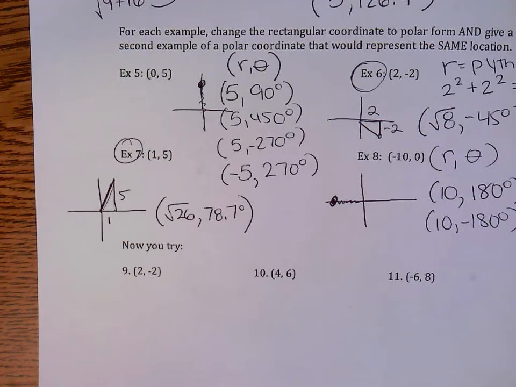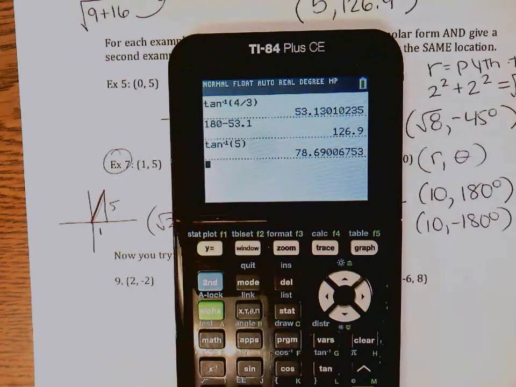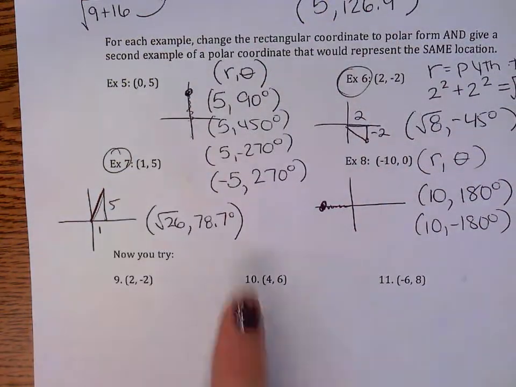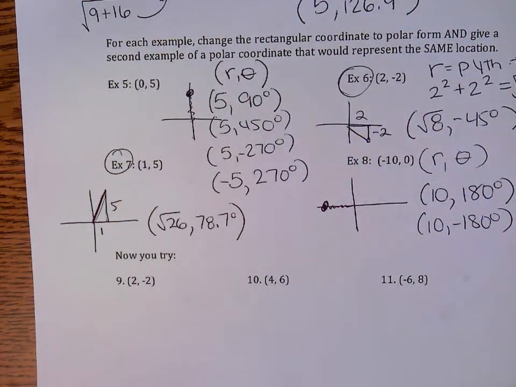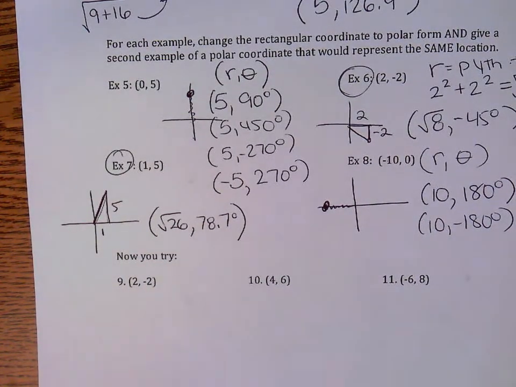And 78.7 degrees because I'm just in quadrant 1. So I could just take whatever it told me on my calculator, right? Tan inverse of 5. 26 isn't reducible as a radical. I would just leave it as a radical because that's the exact distance. If you want to take the square root, 5.1 is fine. But does anyone have questions on example 7 before you try 9, 10, and 11?